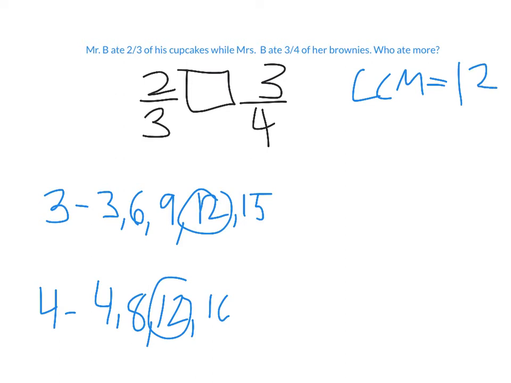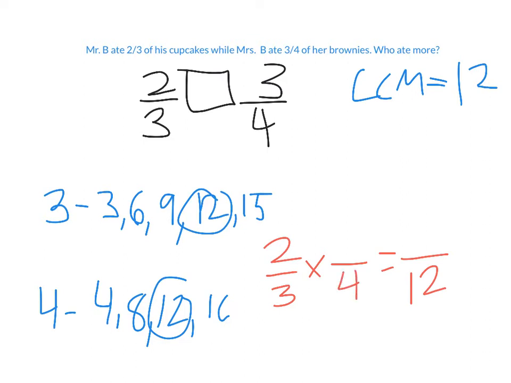And then what I need to do is take my original fractions and change them into something that has equivalent denominators. So I have 2/3, and I'm going to multiply that by some fraction. It's going to give me something over 12. Now I know from my equivalent fractions video that I can multiply anything by 1 and it changes the number, but it doesn't change the value. So 3 times 4 will give me 12.